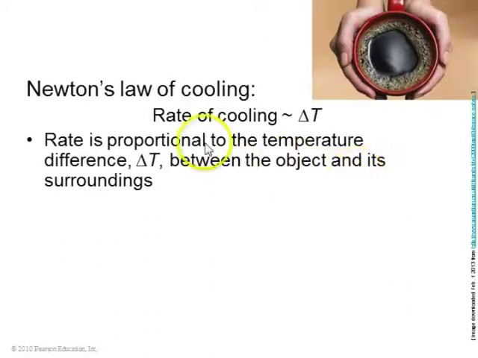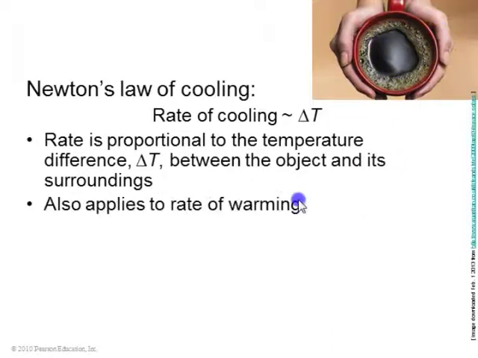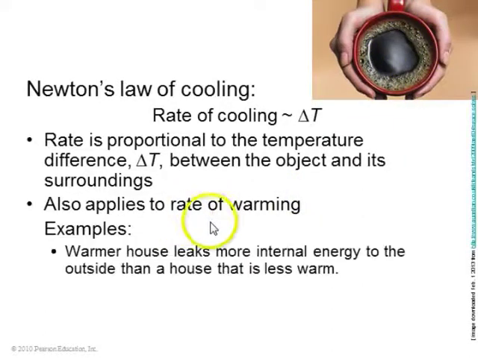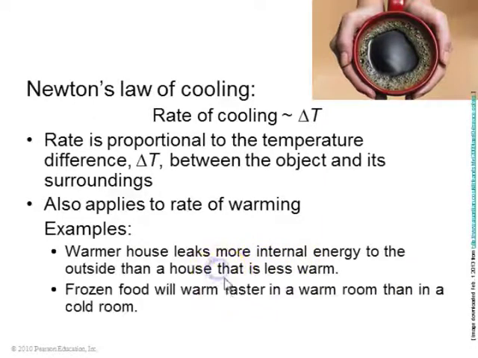Newton's law of cooling is that the rate of cooling is proportional to the difference in temperature between the two objects. The coffee's hot, your hands are cooler, and so there's a temperature difference. The greater the temperature difference, the greater the rate of heat flowing between the coffee and your hands. Also applies to the rate of warming. So a warmer house, if you crank up the heat in your house, it leaks more energy to the surroundings than if you have it less warm. Also, frozen food will warm up faster in a warm room than if it's in a cold room.